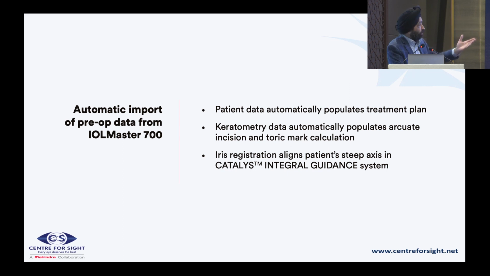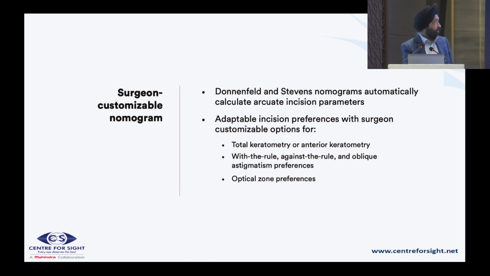This is what you are going to get. And iris registration aligns the patient's steep axis. So whatever steep axis you get on the IOL Master is going to go to the Catalyst system and that is going to align. And as I told you, the Donnenfeld and the Stevens nomogram, they will automatically calculate the arcuate incisions where you want, with adaptable incision preferences and surgical customization options for total keratometry.